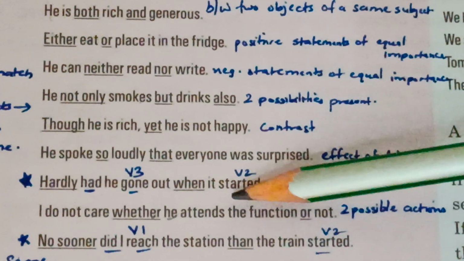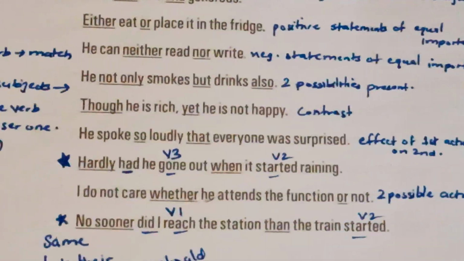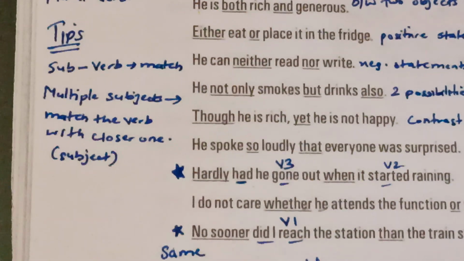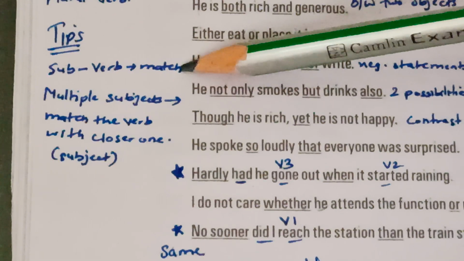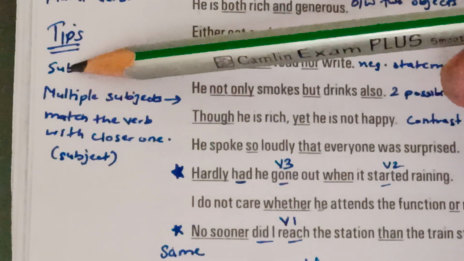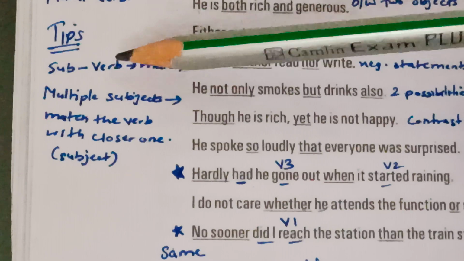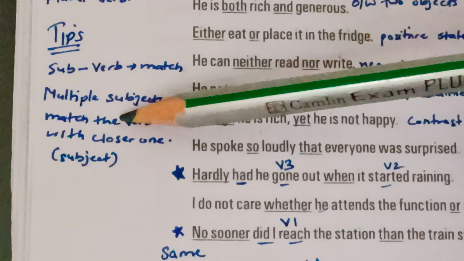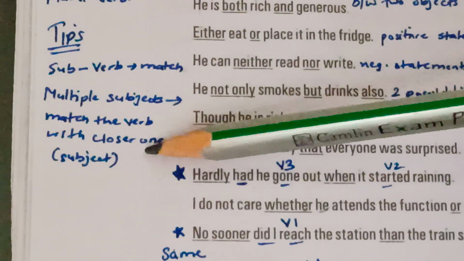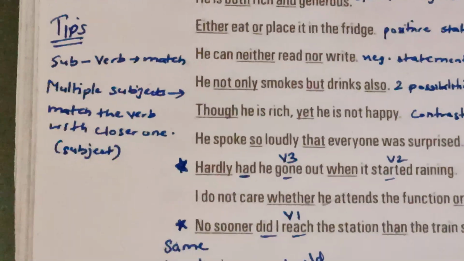This is what you have to keep in mind. Right? Now, I just want to give you a little tip when you are using correlating conjunctions. See, subject and verb should match with each other. If a singular subject is there, a singular verb should be there. If a plural subject is there, a plural verb should be there. If multiple subjects are there, एक से ज़्यादा subjects हैं, तो match the verb with the closer one. जो closer subject होता है, उसके साथ match करो. Right? When we'll do the examples and exercises, it will be more clear.